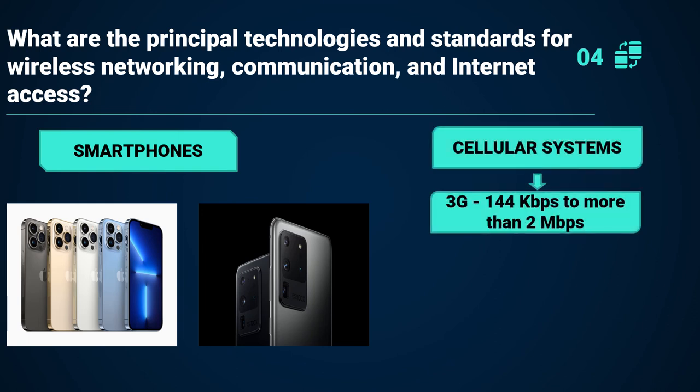Cellular systems. Earlier generations of cellular systems were designed primarily for voice and limited data transmissions in the form of short text messages. Today, wireless carriers offer 3G and 4G networks. The 3G networks, with transmission speeds ranging from 144 kbps for mobile users to more than 2 Mbps for stationary users, offer speeds appropriate for email and web browsing, but are too slow for videos.